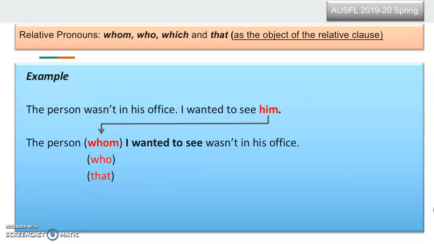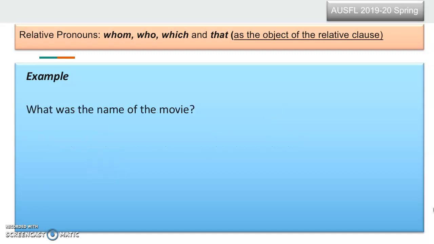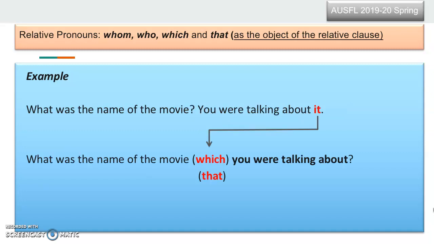In this slide, you can see how the relative pronoun is used to replace an object. Let's look at another example. You can easily say that we need to describe the noun movie in this question. What was the name of the movie which you were talking about? As we use the relative pronouns which or that to replace the object, we can omit them from the relative clause.